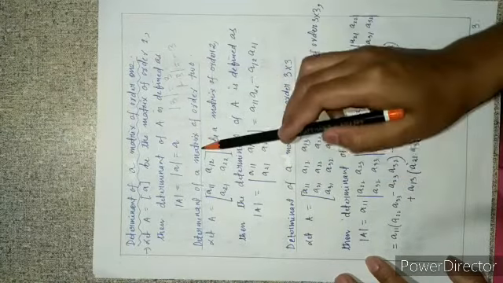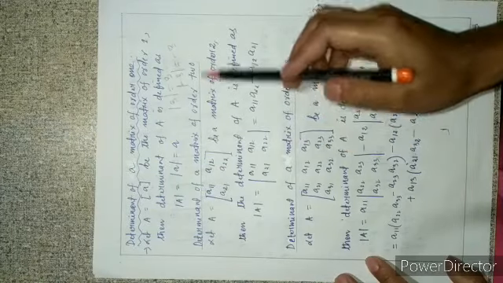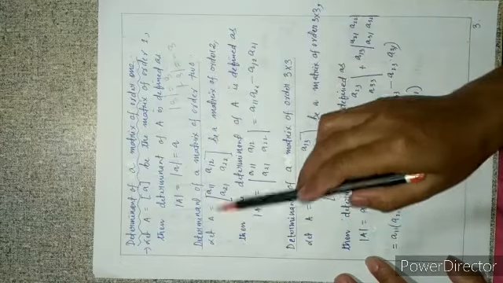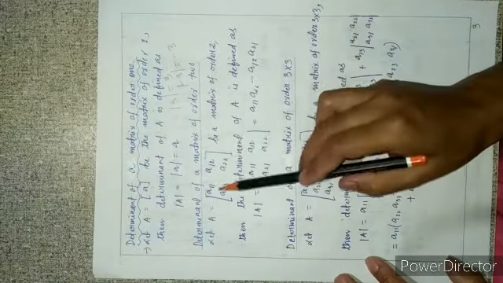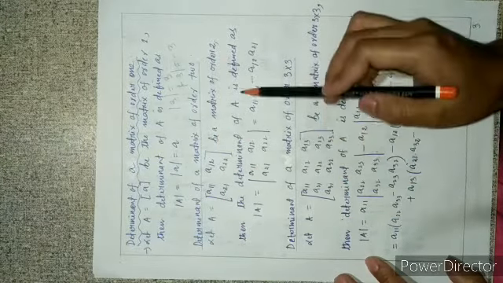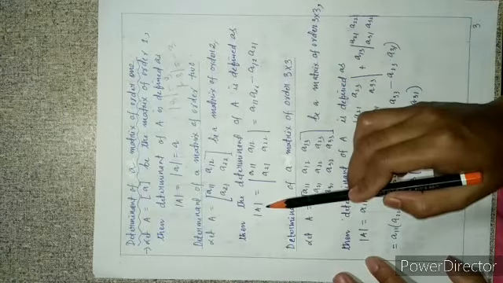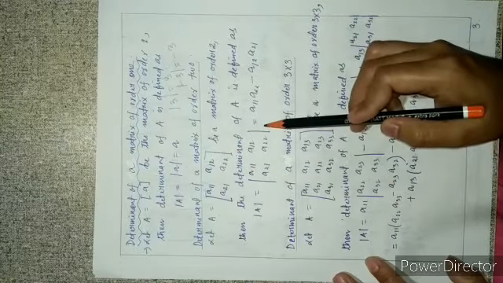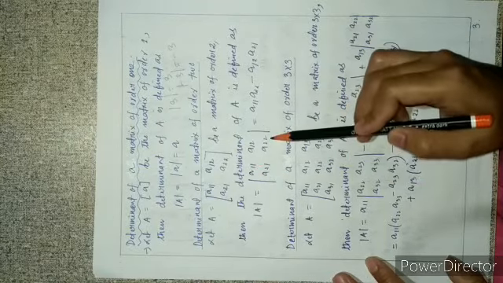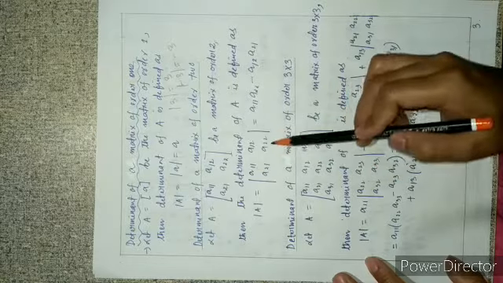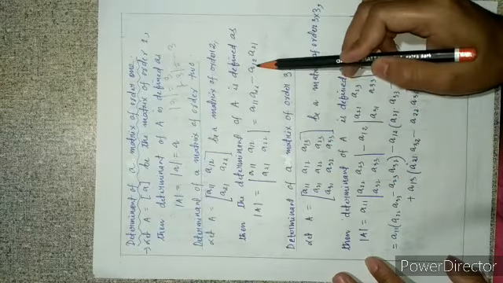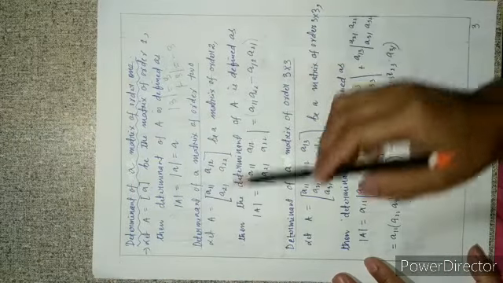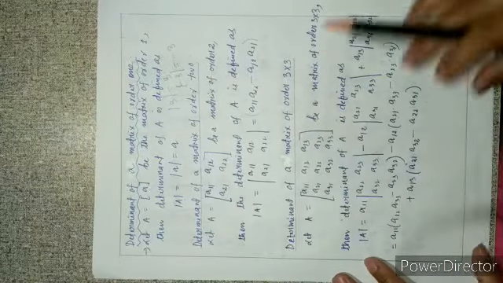Next, the determinant of a matrix of order 2. Let A be a square matrix of order 2 whose elements are a11, a12, a21, a22. Then the determinant of A is defined as follows: all the elements should be enclosed within the modulus sign, and it is equal to the product of diagonal elements, here a11 a22, minus the product of the remaining two elements. This is a real number, called the determinant of the square matrix A.